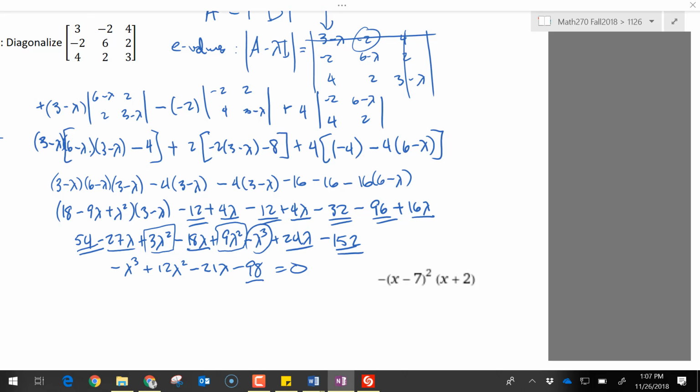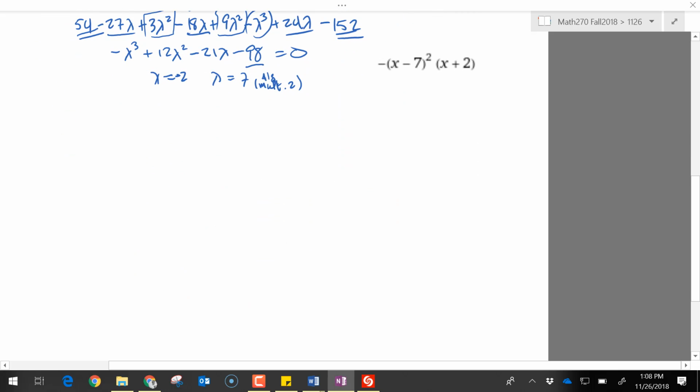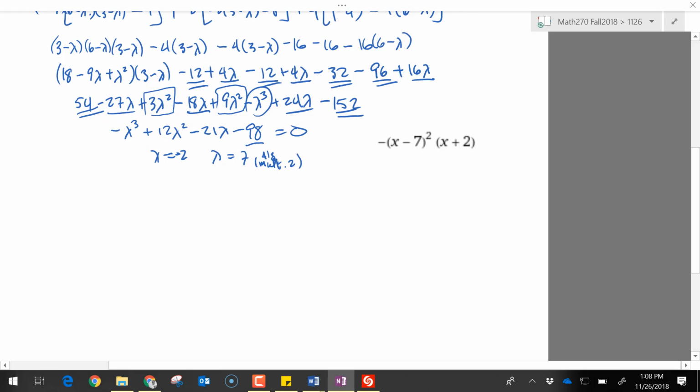All right, we have lambda equal to 2 or negative 2, and then lambda is equal to 7 with multiplicity 2. And remember, I used to call it algebraic multiplicity. We say that this is a repeated root. And so when we find the eigenvector for this, we hope to get two linearly independent eigenvectors for 7. So let's try to find the eigenvectors now.